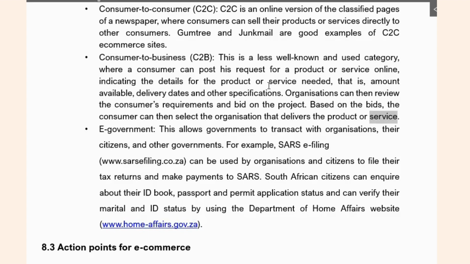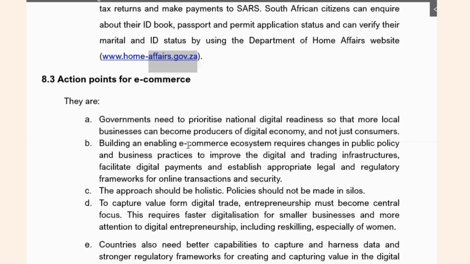E-government allows governments to transact with organizations, their citizens, and other governments. For example, SARS e-filing, www.sarsefiling.co.za, can be used by organizations and citizens to file their tax returns and make payments to SARS. South African citizens can inquire about their ID book, passport and permit application status and can verify their marital and ID status by using the Department of Home Affairs website, www.homeaffairs.gov.za.